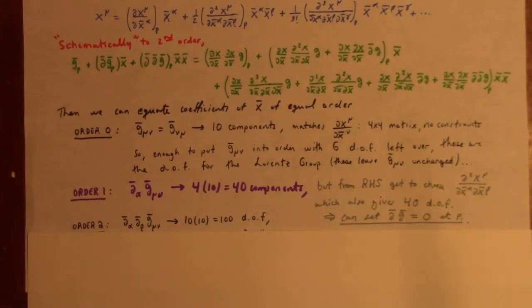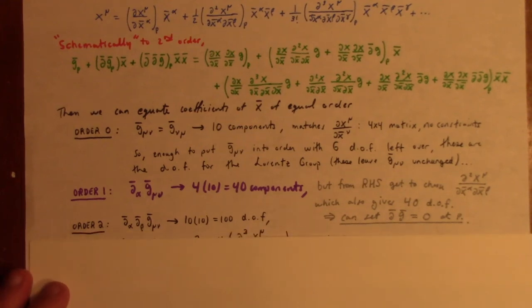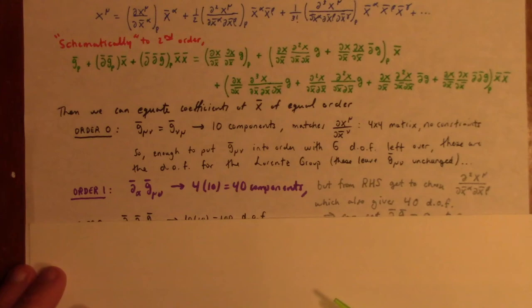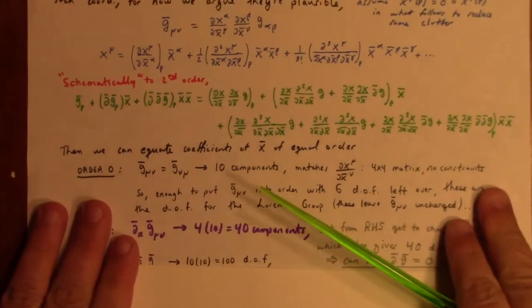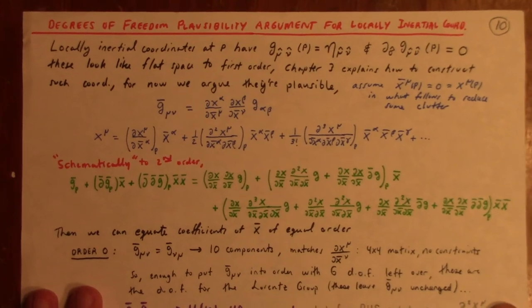So basically, think of it this way: you got 40 equations and 40 unknowns. So as long as those are genuinely independent equations, then voila, you can solve it, right? And so we can make that be 0 if we want. All right. And great. So that means so far we've basically argued the plausibility of creating the locally inertial coordinates. Now he's just going to go the next step and explain why that's as far as you can go.